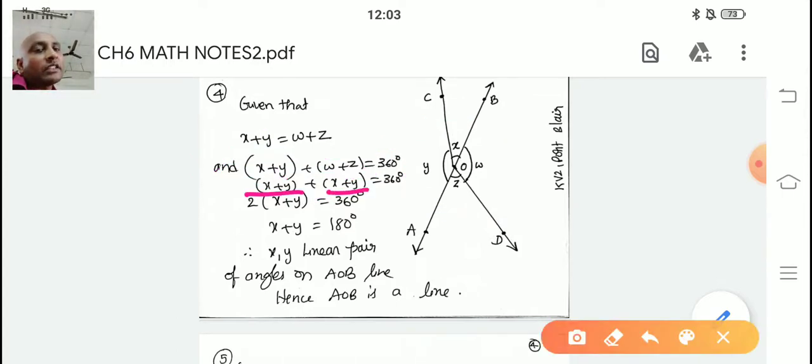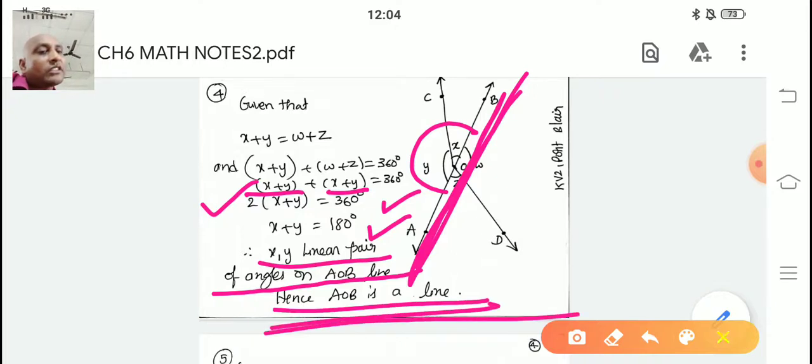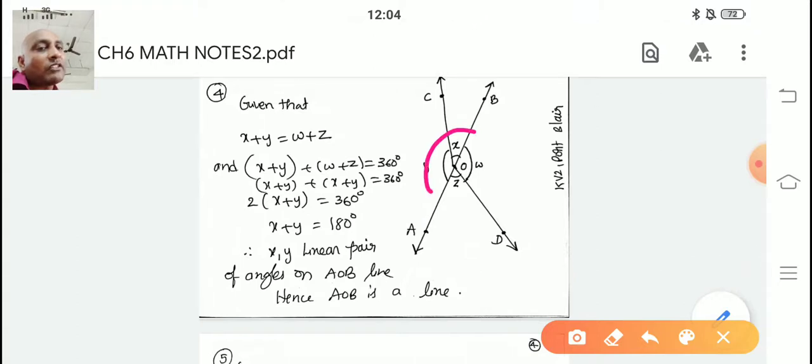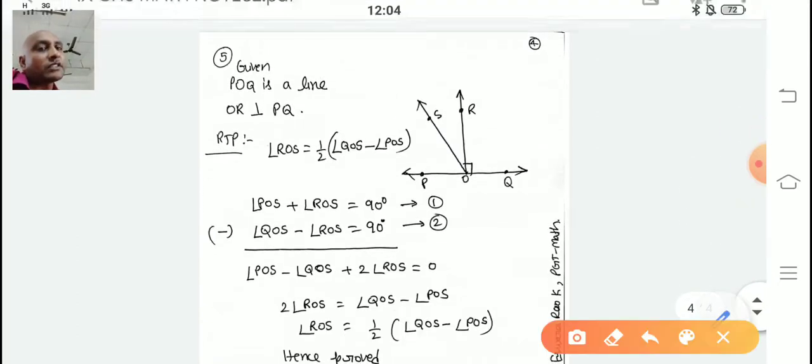because they are equal. So 2 times (X plus Y) is equal to 360. X plus Y is 180. When X plus Y is 180, AOB is a straight line. So X and Y are a linear pair of angles on the line AOB, hence AOB is a line. When the sum is 180 degrees, AOB is a straight line. Okay, next, fifth question.